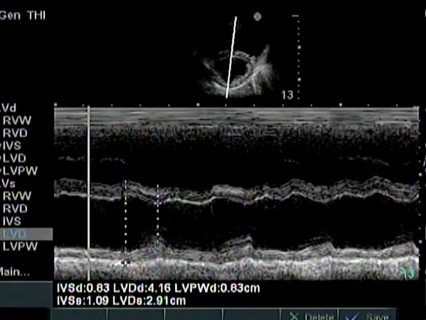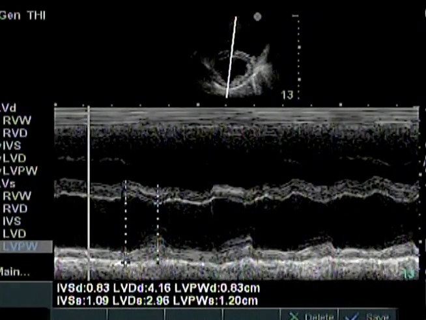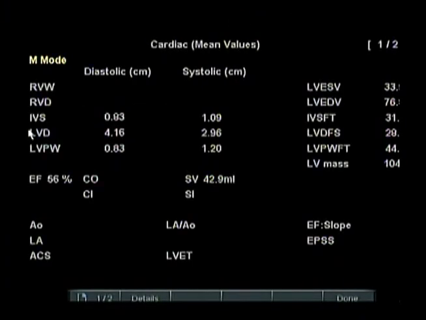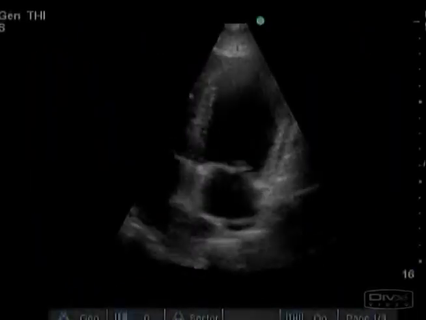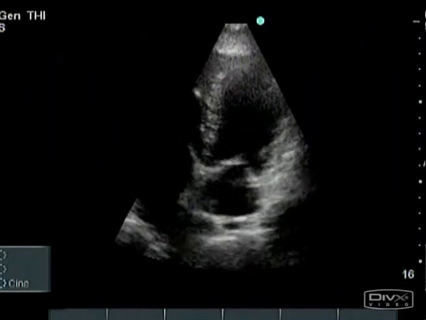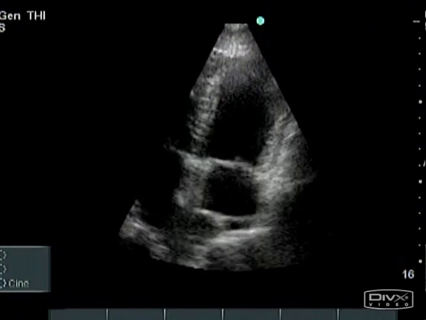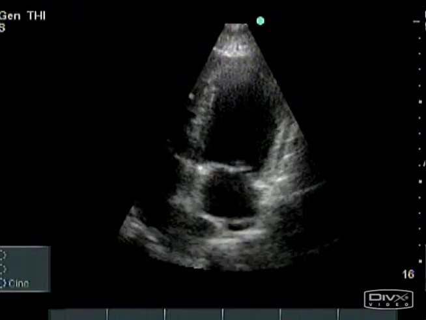Paradoxic septal wall motion may also be seen with regional infarction, left bundle branch block, aortic insufficiency, mitral stenosis, and pericarditis. Simpson's rule can be used to verify ejection fraction in such cases.